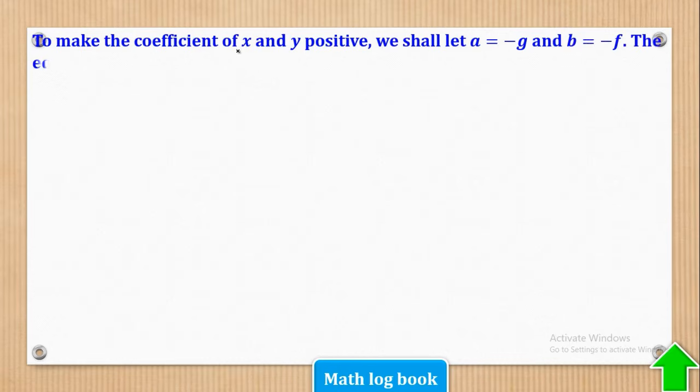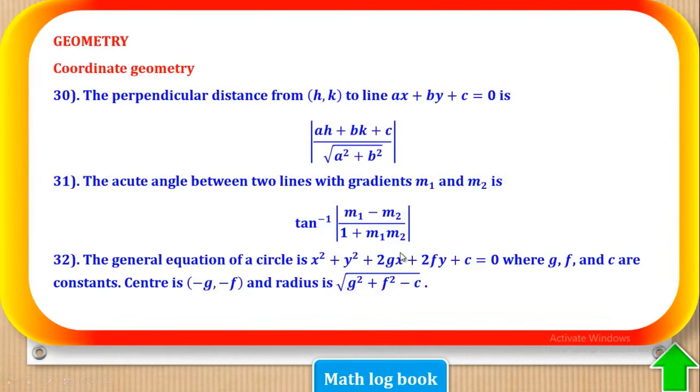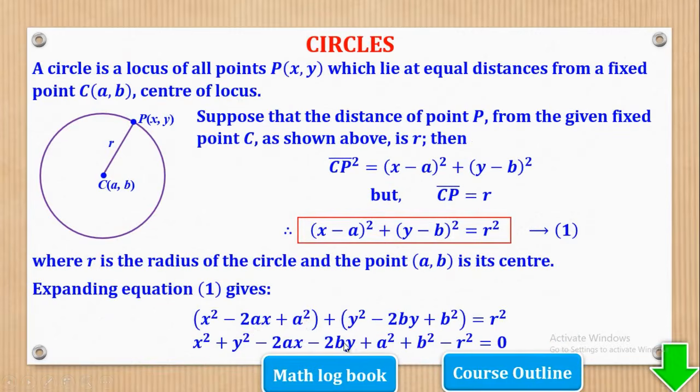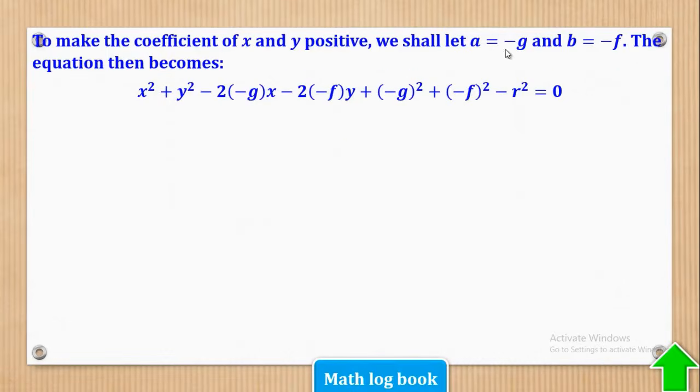So to make the coefficients of x, y positive, we shall let a be equal to negative g and b be equal to negative f. The equation therefore becomes this. So I think we realize that here in this derivation, the coefficient of x and the coefficient of y are positive. Yet for us, in the previous expansion, the coefficients of x and y were negative. Therefore, we have to do some letting, and we are going to let a be equal to negative g and b be equal to negative f, so that we can come up with this.